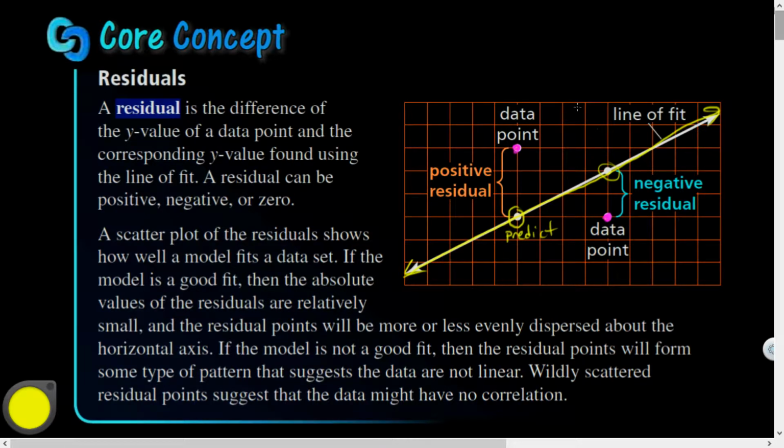When we were talking about functions, functions have to pass the vertical line test. Notice my line is a function, but it is possible to have multiple points of data that have multiple outputs for the same input.